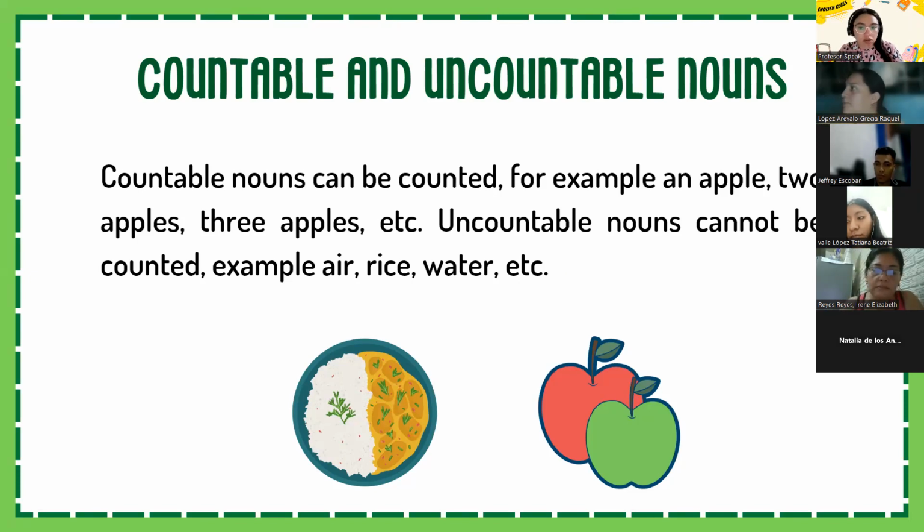Examples of countable: apples, watermelons, shoes, t-shirts, cell phones, computers. That is something that we can count. Uncountable nouns: air, water, sugar, rice, oil. Those are things that we can't count. Así que así hagámonos la idea. Countable, lo que sí podemos contar. Uncountable, lo que no se puede contar.